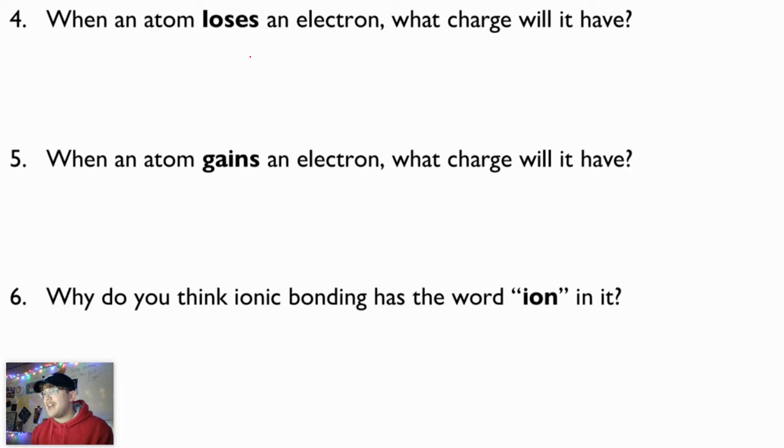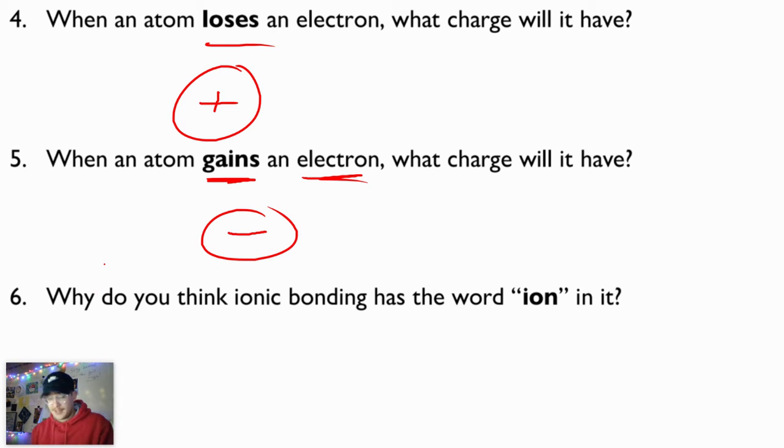All right, when an atom loses an electron, what charge will it have? Well, think about it. An electron is a negative thing. If it's losing a negative thing, what's it going to be? More positive or more negative? It's going to be more positive. Kind of like if you get something negative out of your life, then you become a more positive person. So if you lose something negative, you become more positive. Well, what if you gain something negative? What if you gained an electron? Then you become more negative. It's kind of the opposite of what you think.